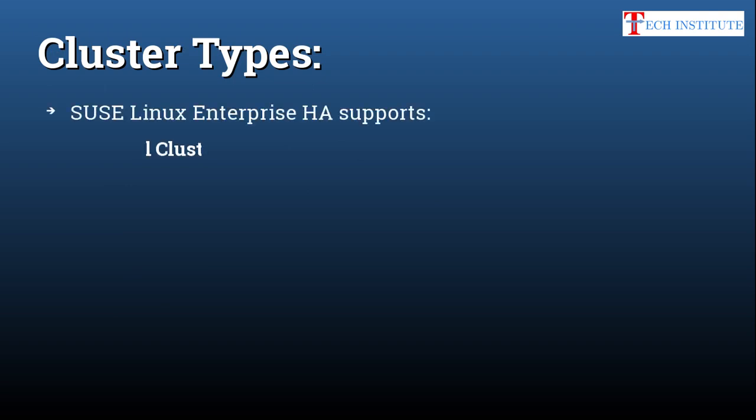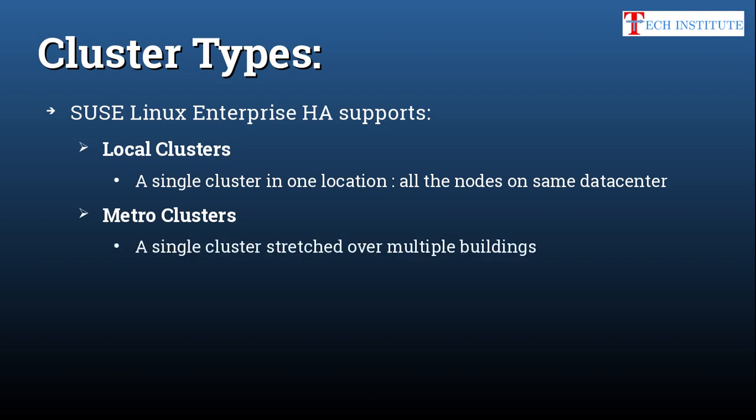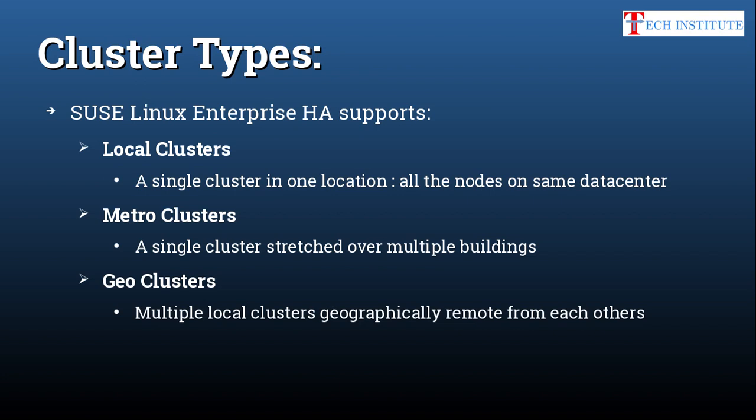Now we will see the types of clusters available. This SUSE HA cluster supports the local cluster. A local cluster is where all your cluster nodes reside in the same location or the same data center. Then you have the metro cluster, where your cluster is spread out across multiple buildings. So one node will be in building A, another node in building 2, then building 3, like that. It can be spread out to multiple locations. And then you have the geo cluster, where you have multiple sites that are geographically isolated from each other.